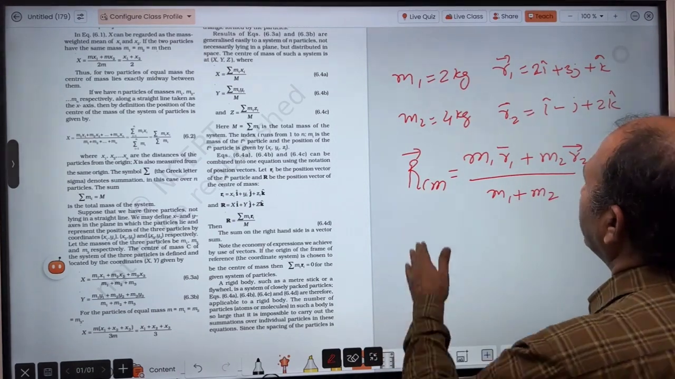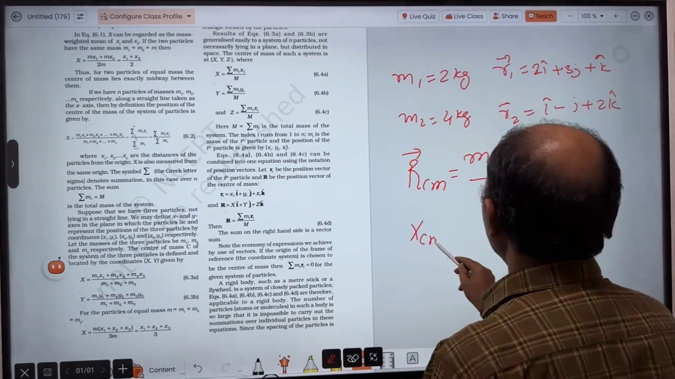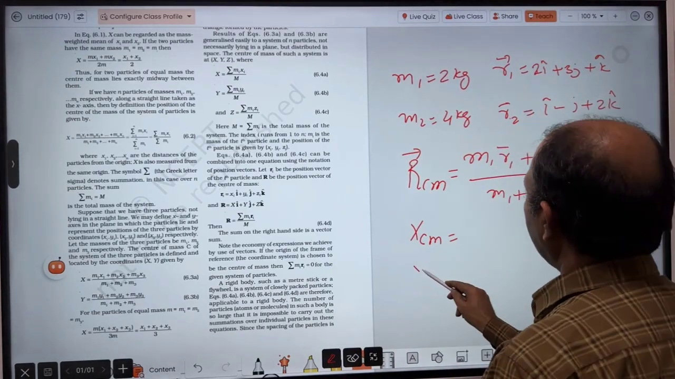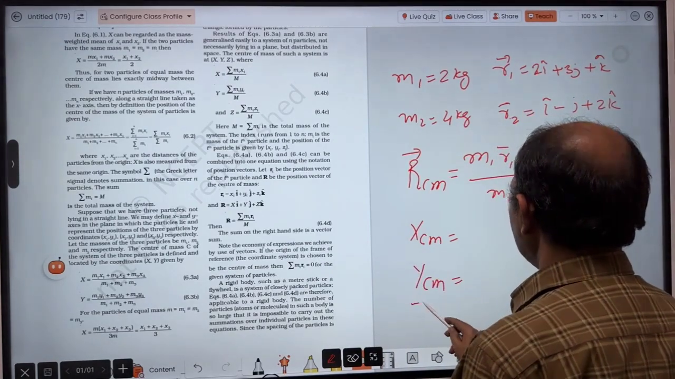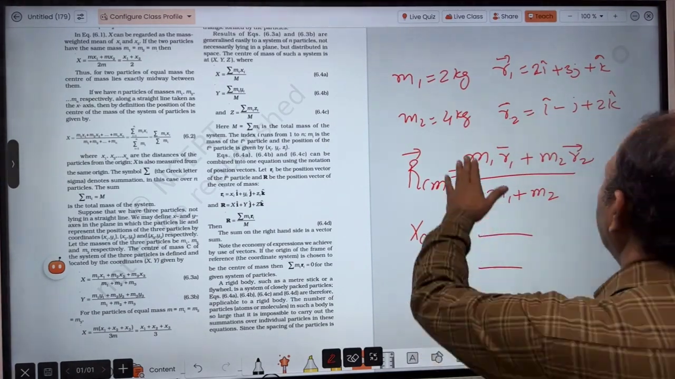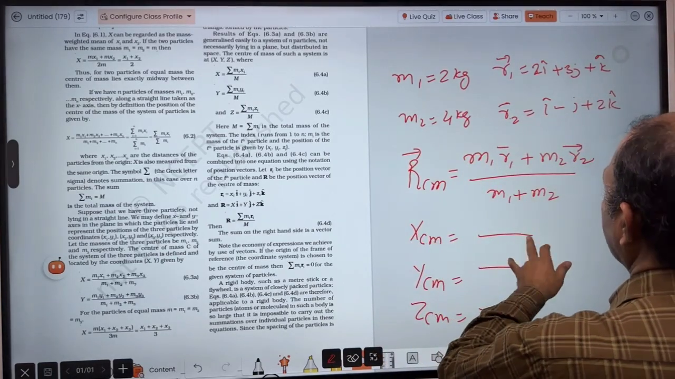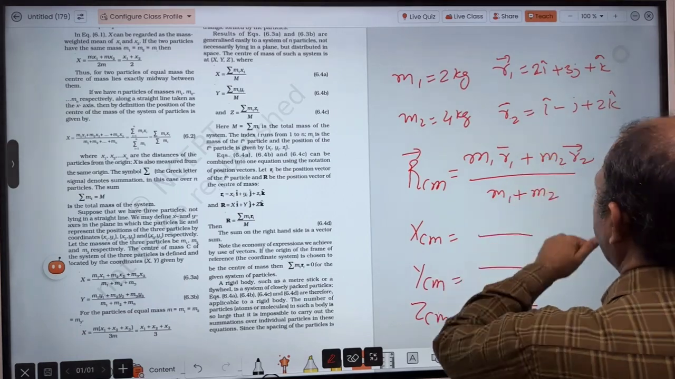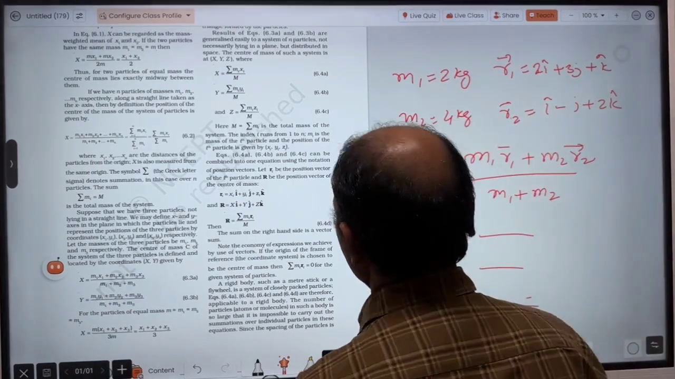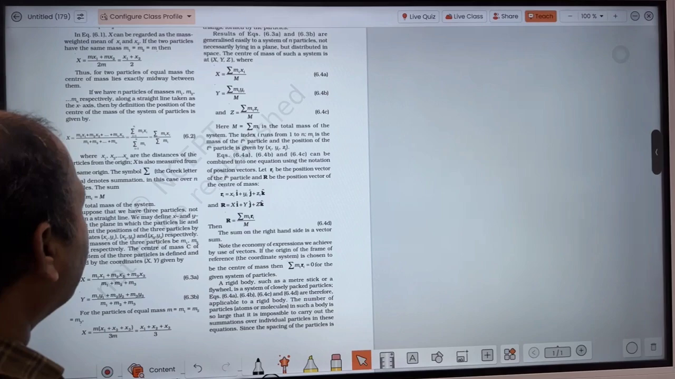Now this can be broken into xcm, ycm and zcm, meaning for xcm you take the x components after putting the values. Similarly ycm you can find and zcm you can find. I think you have understood how to find after putting the values. If you write the coefficient of i, you will get xcm. If you take the coefficient of j, you will get ycm, and if you take the coefficient of k, in that case you will get zcm. So you have understood the basic concept.